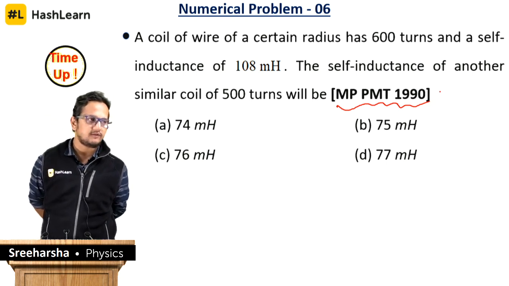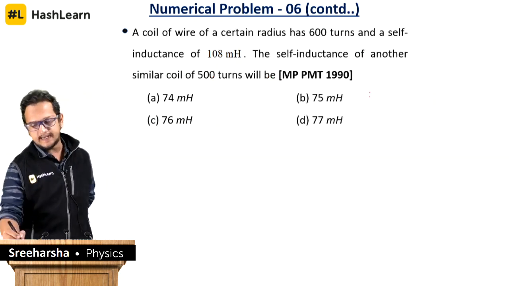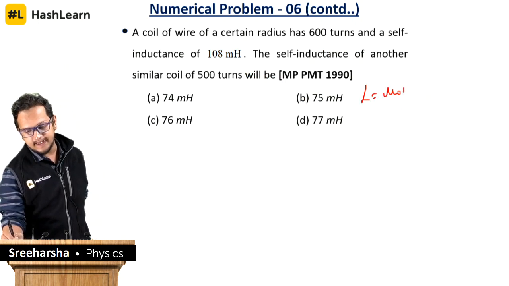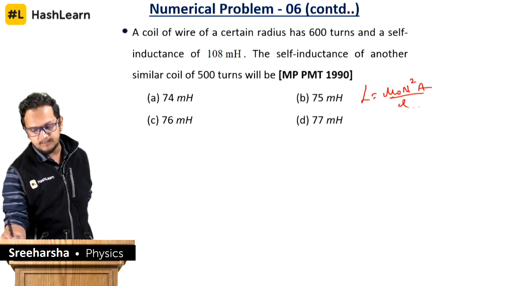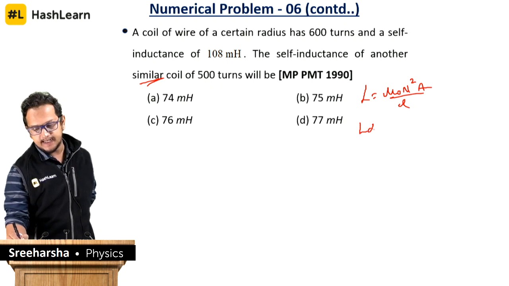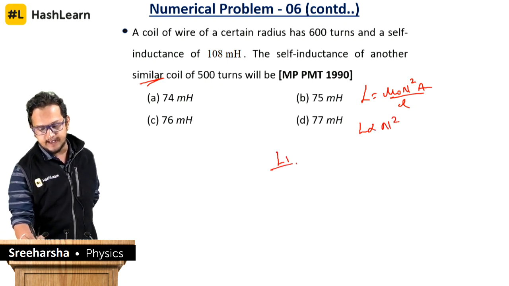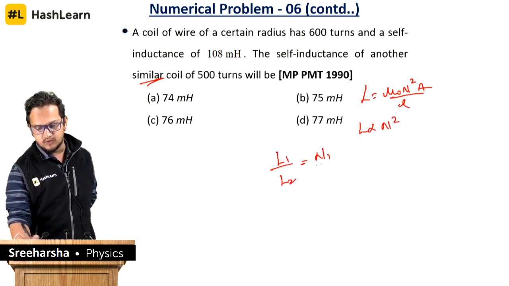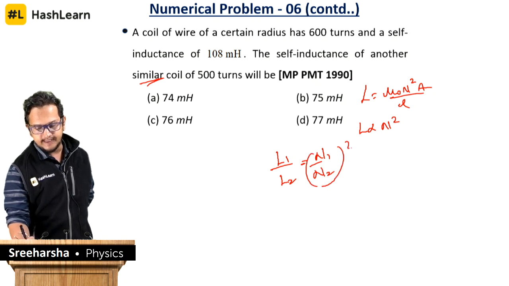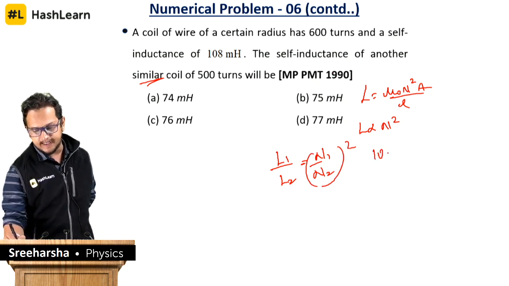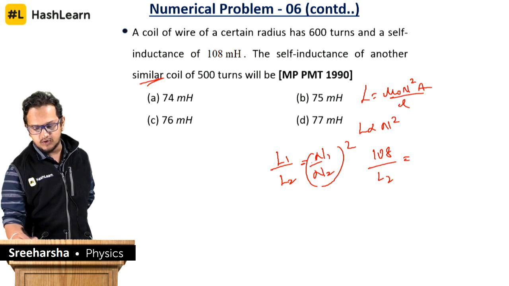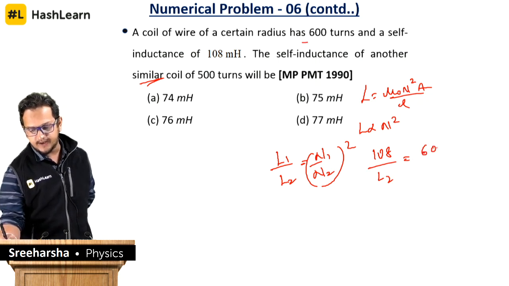Come on students, I'm waiting for your answer. So we know that L is equal to mu naught N square A by l. As the coils are similar, L is proportional to N square. So L1 by L2 is equal to N1 by N2 the whole square. So L1 is 108, L2 is unknown, N1 by N2 is 600 by 500 whole square.